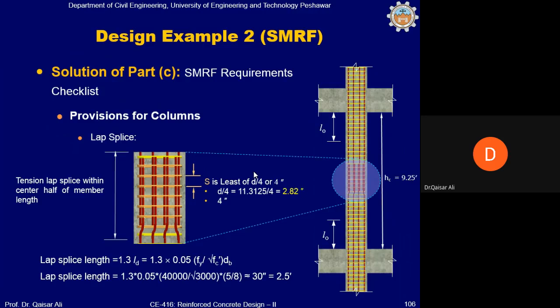Similarly, the lap shall be provided at the mid height of the column, and the spacing shall be at least d by 4, which is 2.82 inch. And the lap splice length shall be, according to this requirement, 2.5 feet.